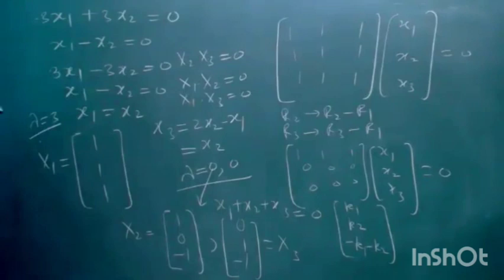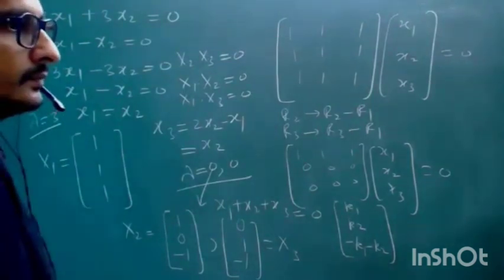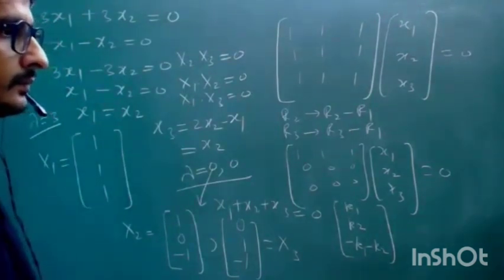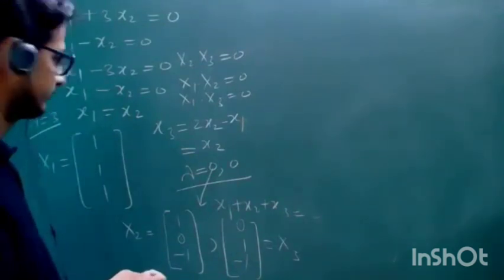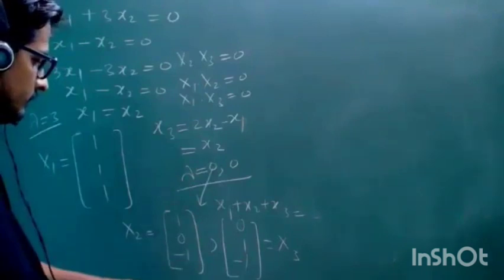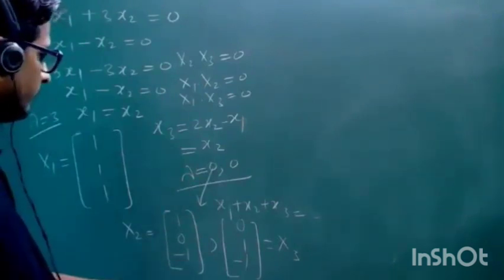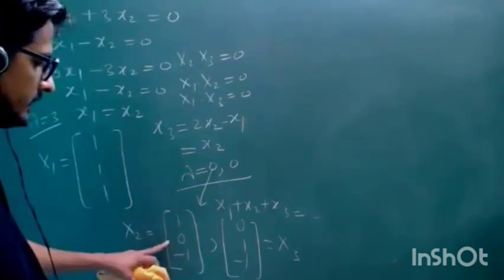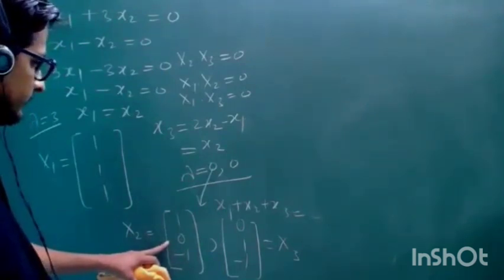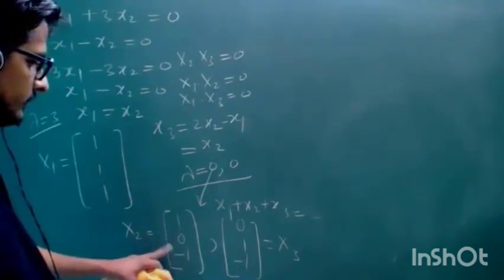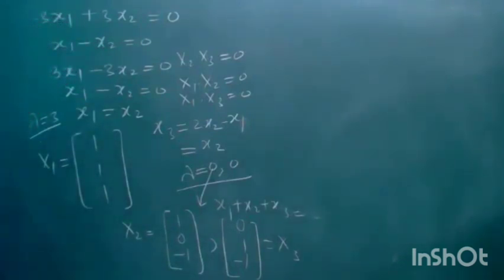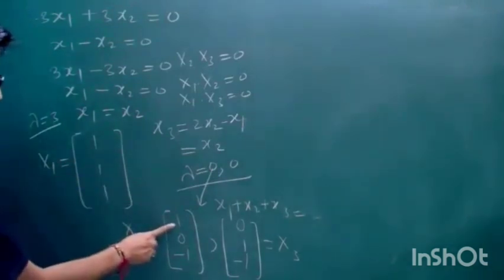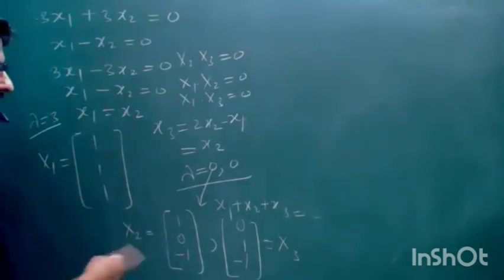Sir, I think I am not getting x2 dot x3. Sir, it is 0, 1, minus 1 and 1, 0, minus 1. So when we are doing the dot product, x3 you have written as 0, 1, minus 1 and x2 as 1, 0, minus 1. When we do the dot product, it is 0, 0, and there is a +1 remaining.